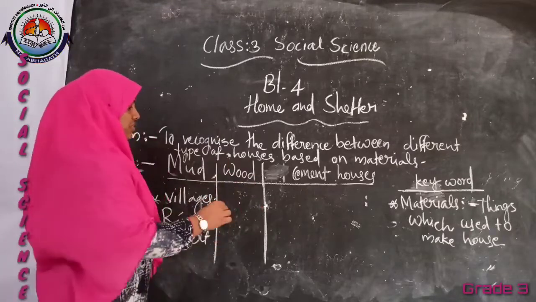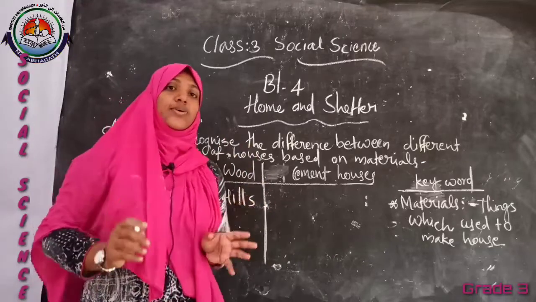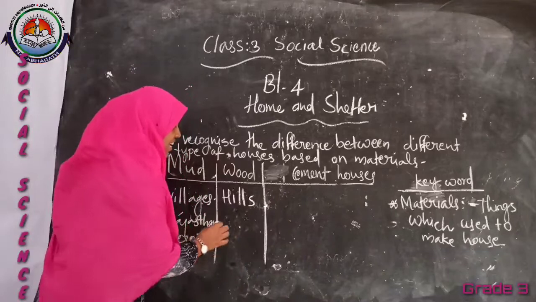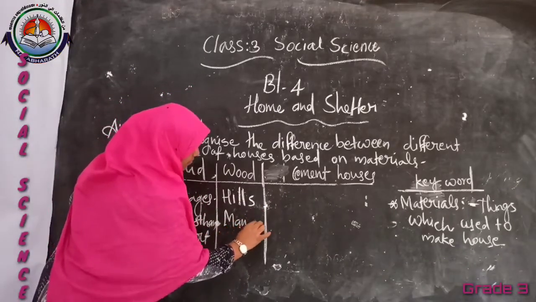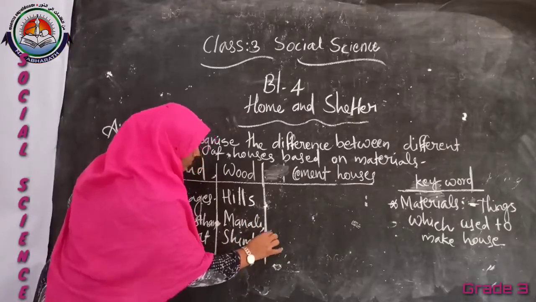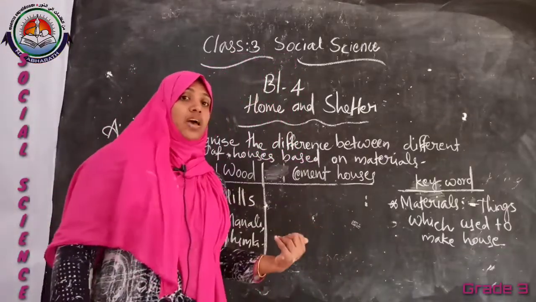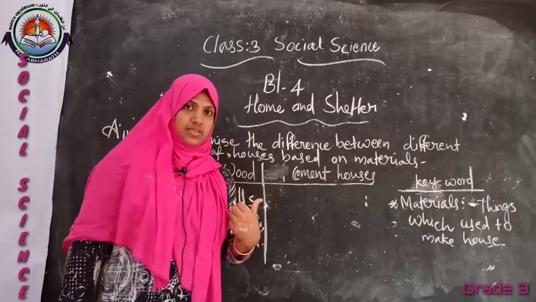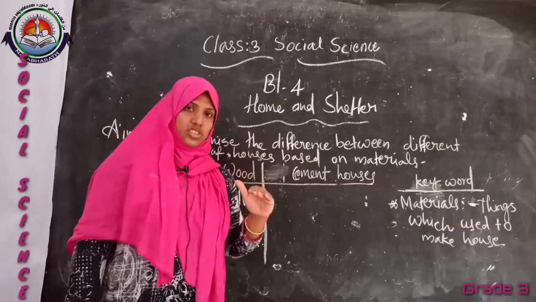This kind of house we can find in hills or hill stations like Manali and Shimla. What is the speciality of these places? Manali and Shimla are tourist places and hill stations situated in the Himalayan ranges.